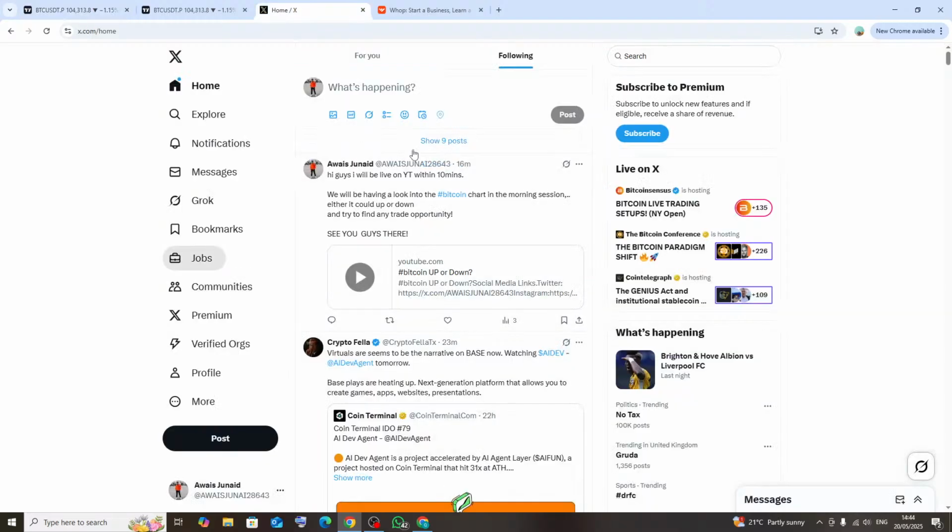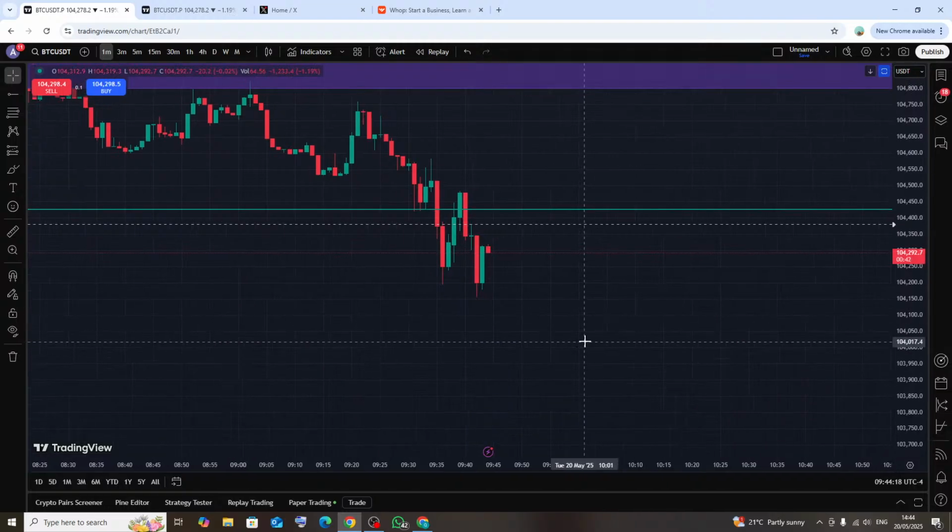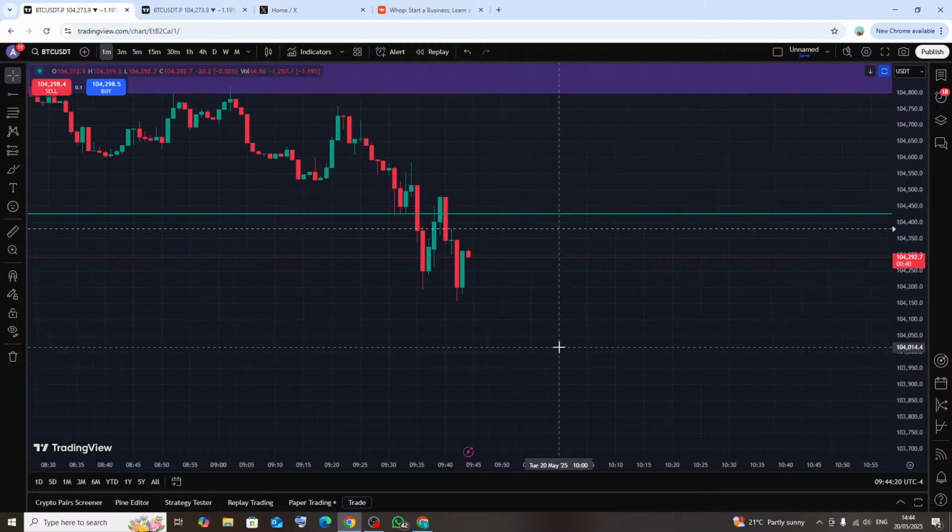So one thing I really have to do today. This is what I was thinking about while watching this price action. What do I have to do today? I was thinking about how I can watch the price action.